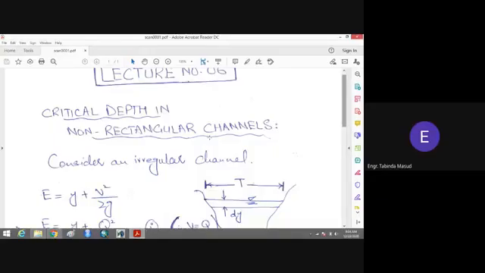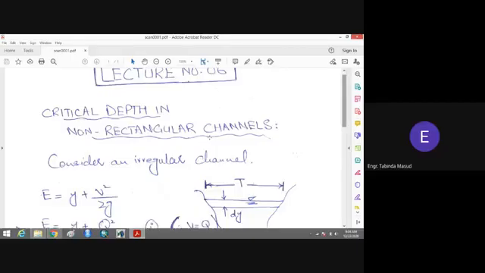Okay, we developed the relationship of the critical depth for rectangular channels only in one of our previous discussions, but now in this class we are going to develop the critical depth relationships which you can use for any kind of channel. We are going to develop relationships which you can use for, for example, trapezoidal channel, triangular channel, circular channel, or even you can use these relationships for the rectangular channel also.